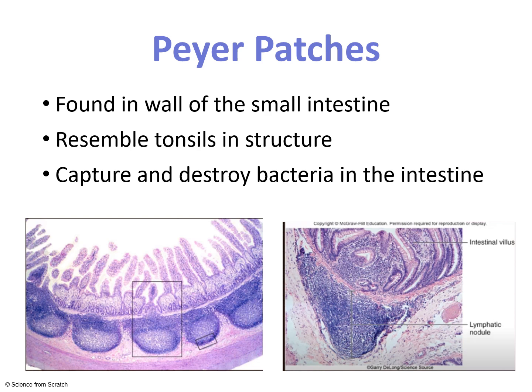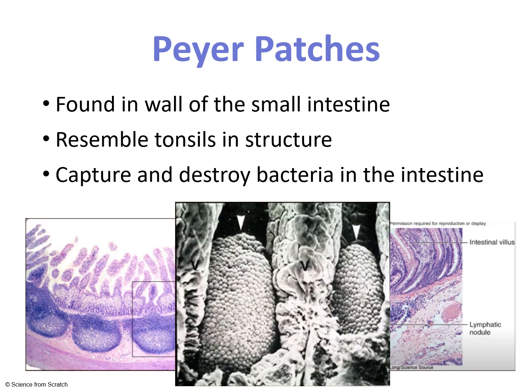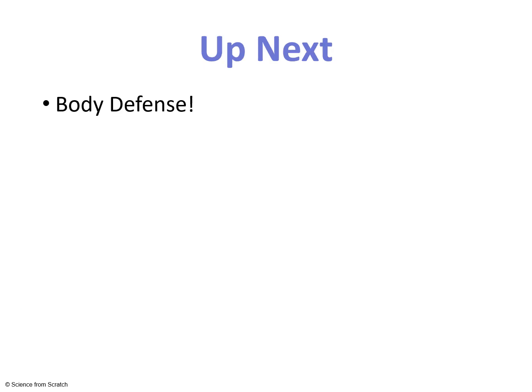And so this is actually a really cool pic here. What looks like a corn or a pine cone is actually the Peyer patch inside of the intestinal wall. And so we're going to end that here, and we will pick up next time with the body defenses.